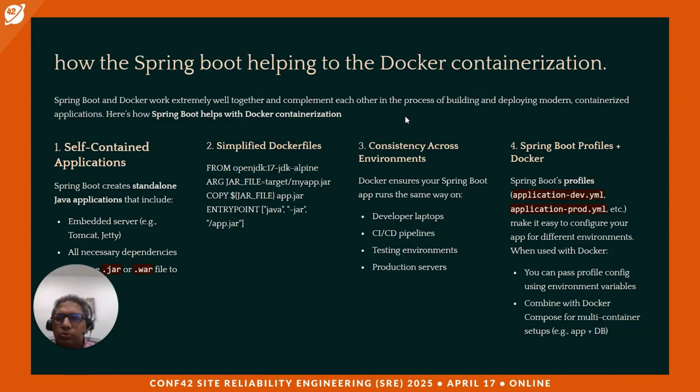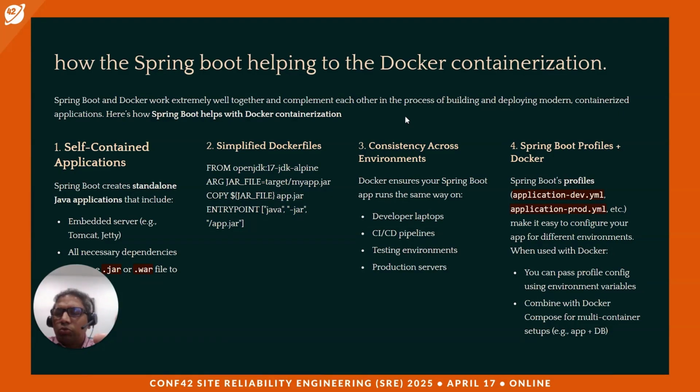Next, we are going to look at how Spring Boot interacts with Docker containerization. Basically we cover how self-contained applications work, simplified Dockerfiles, consistency across environments, and Spring Boot profiles. With self-contained applications, when you create standard applications, they include the embedded server, Tomcat, or something like Jersey. So all the necessary jar or war file will be added into that, and the simplified Dockerfile.